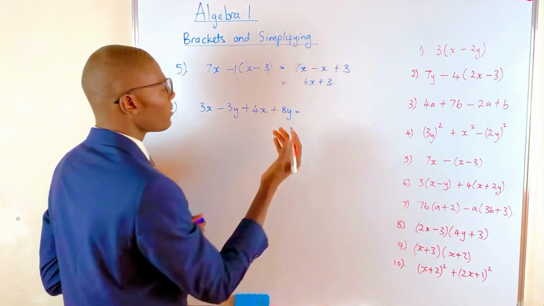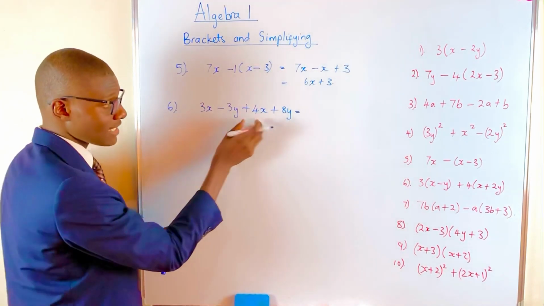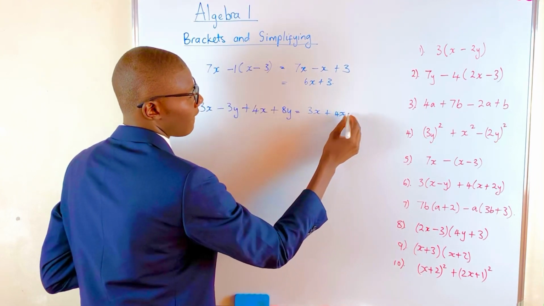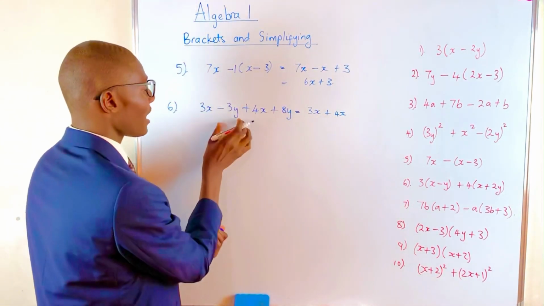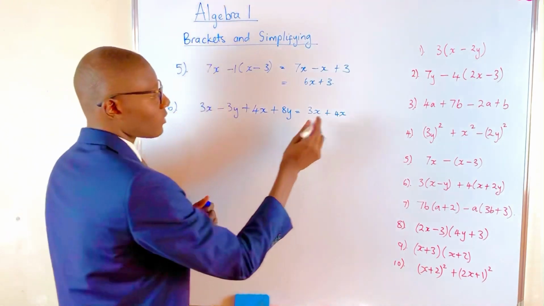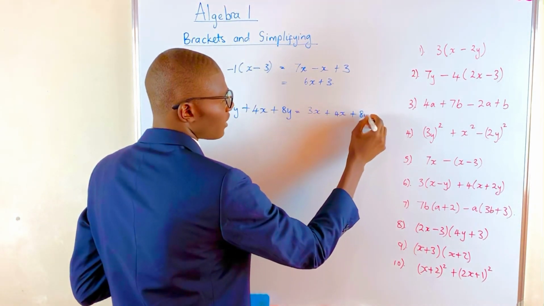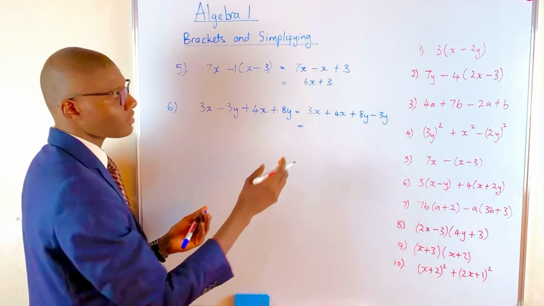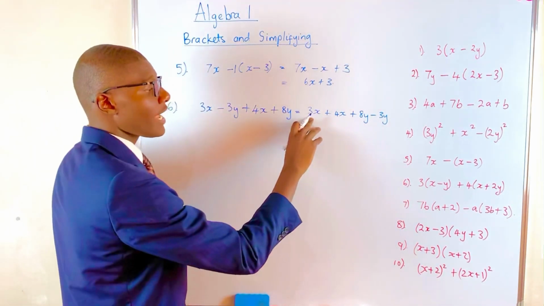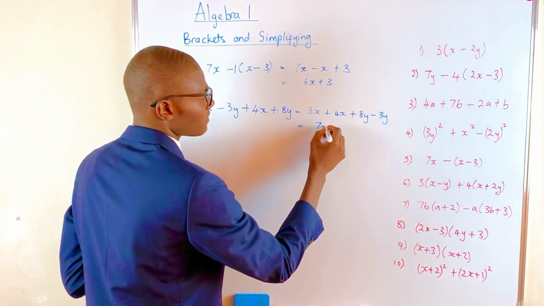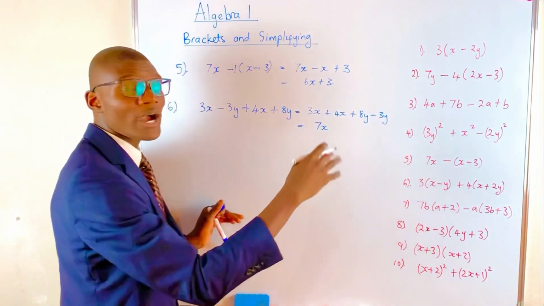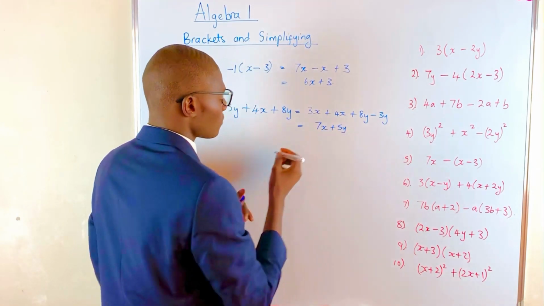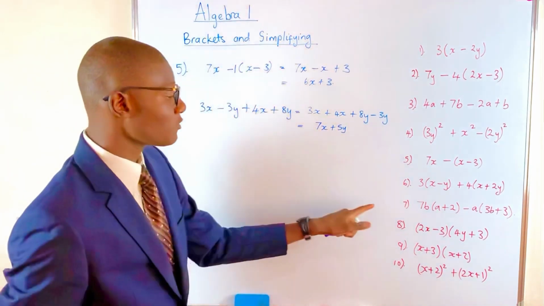And now we group like terms. So we see we've got 3x and plus 4x. So we're saying 3x plus 4x. And then terms in y, we've got minus 3y plus 8y, which you can write as plus 8y minus 3y. Then now we can simplify. 3x plus 4x will give us 7x. And then 8y minus 3y will give us plus 5y. So this is what we get. Now let's move on to number 7.